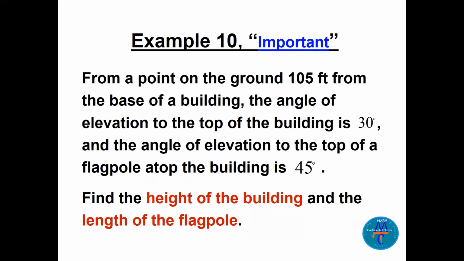Another little long question. From a point on the ground 105 feet from the base of a building, the angle of elevation to the top of the building is 30. And the angle of elevation to the top of a flagpole atop the building is 45. Find the height of the building and the length of the flagpole. All right, so please, you have to read it another time. Make sure you try to make the sketch and the solution.